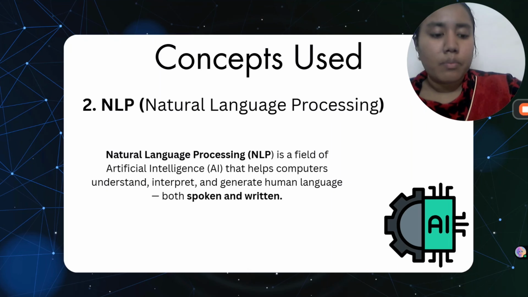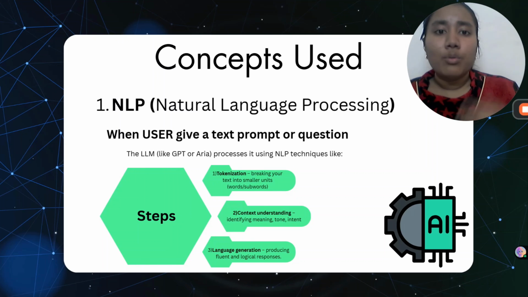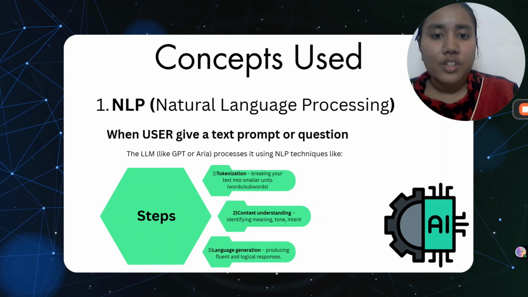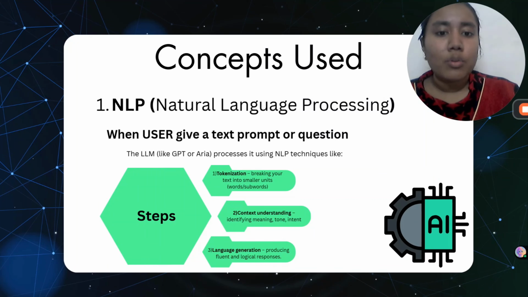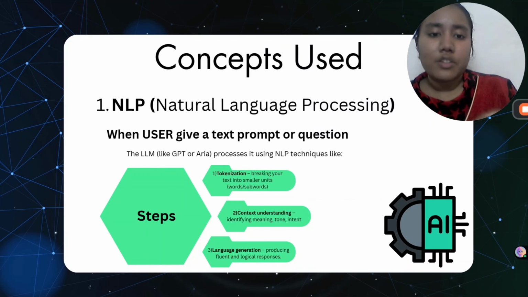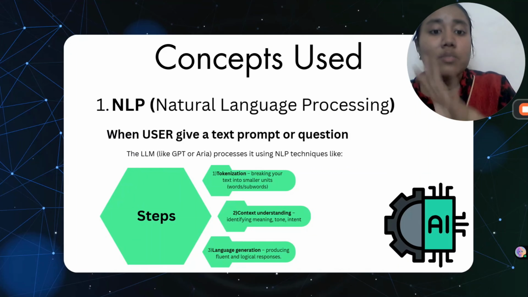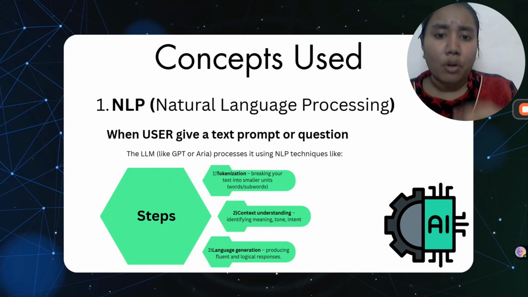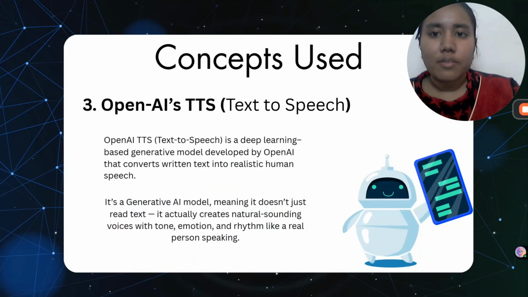When the user gives a text prompt or question to the Streamlit app, the LLM processes it using NLP techniques like tokenization, which is breaking the text into smaller units, then context understanding, identifying meaning, tone, intent, and also giving weights to certain things, like which is more important and which is less important, and then language generation, producing fluent and logical responses.